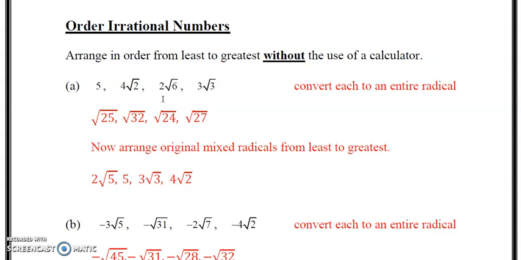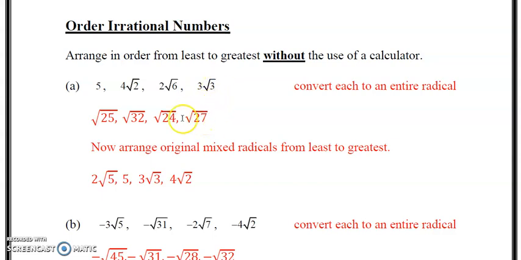So in order to do so, we have to convert each to an entire radical. So 5 as a radical is obviously the square root of 25, which I have below right here. 4 square root 2, remember we square the 4 and we get 16. 16 multiplied by 2 is 32. And then we have 2 square root 6, so we square the 2 and we get 4. 4 times 6 is 24. And then we have 3 root 3, which is 3 squared is 9, and 9 multiplied by 3 is 27.